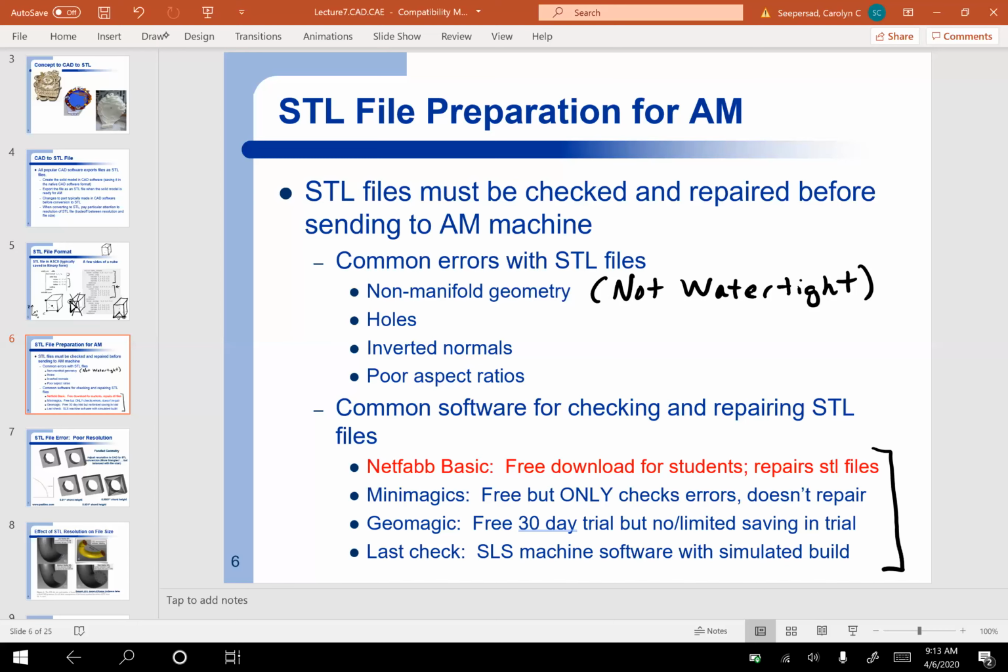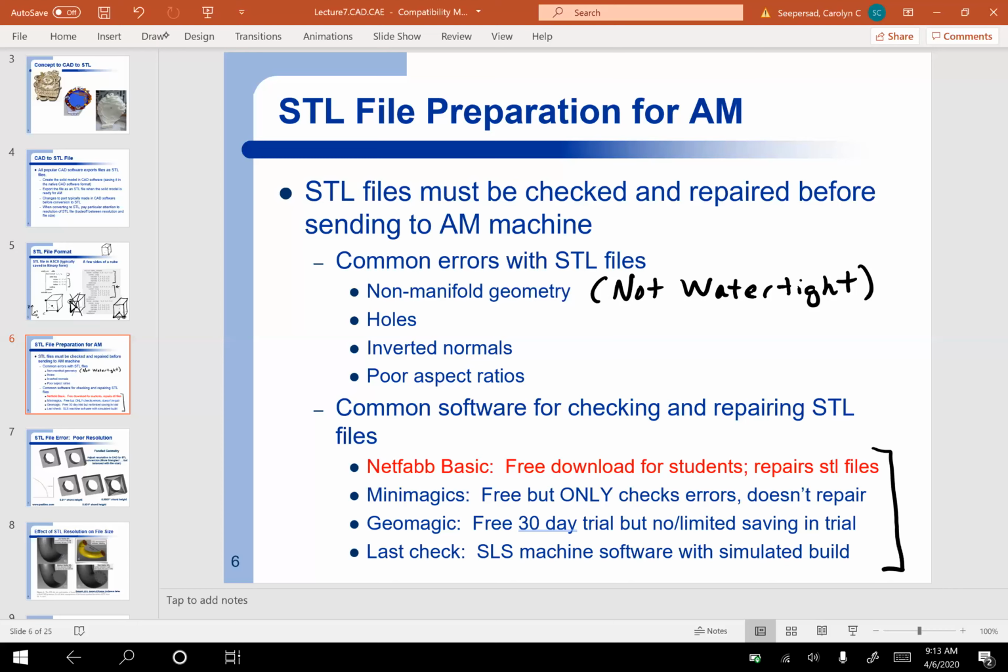NetFab will. And then the last check we do on files is our SLS machine. When we build them there, it checks files for errors. It will simulate the build and it will correct some of those errors and also help us see if we have errors that influence the build, that cause some sort of crash in the build. So when we build parts in SLS, we always do another check for that.